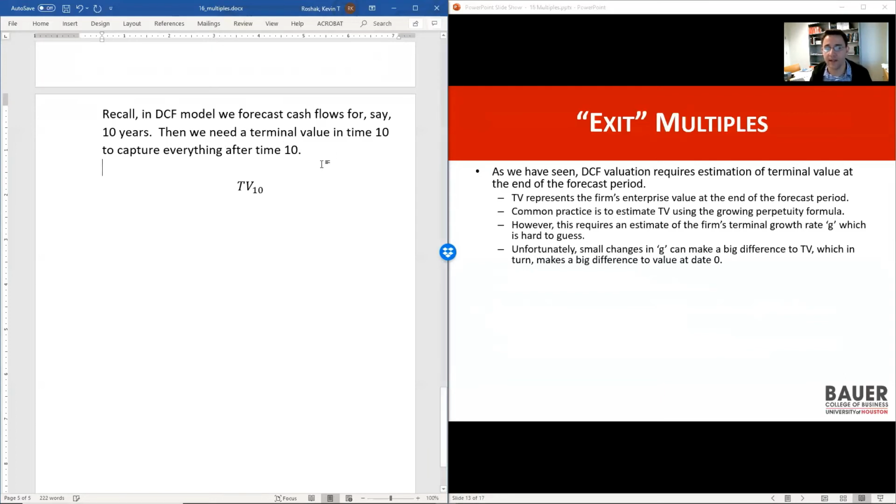So we've done this before. We need to get this terminal value. How have we done this in the past? Well, we said the terminal value is going to be a growing perpetuity. So we'll take, say, the free cash flows at time 10. We'll multiply that by the terminal growth rate and divide it by R minus G.